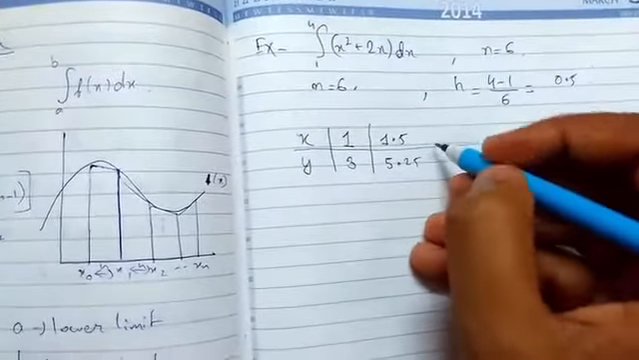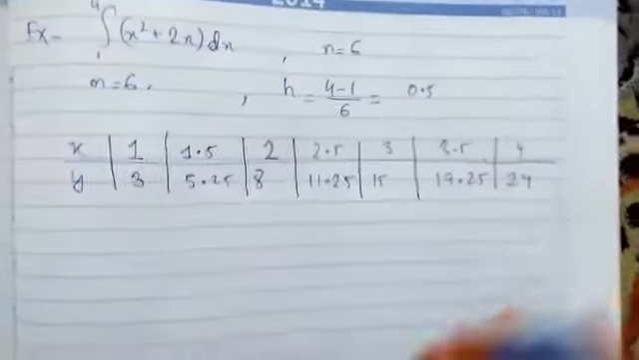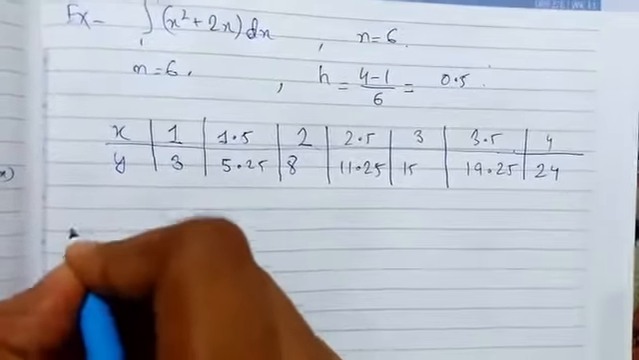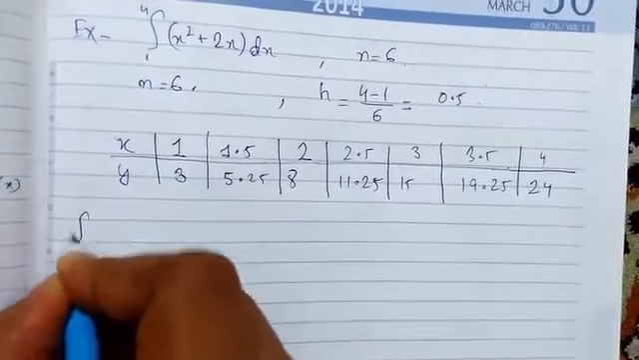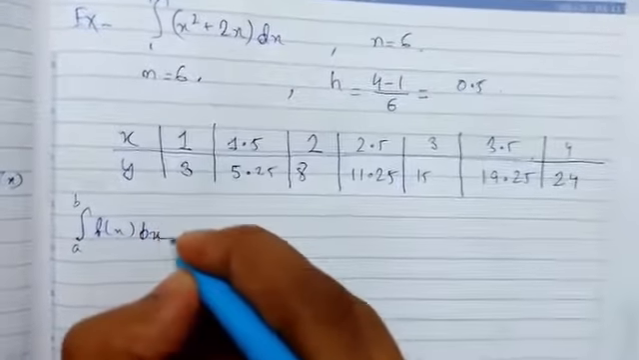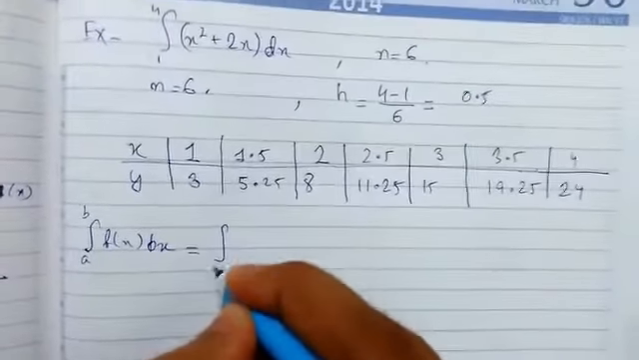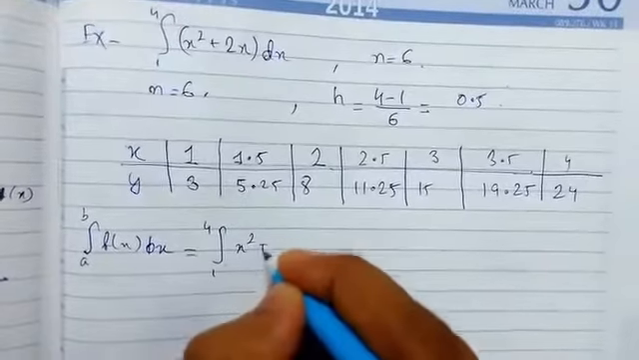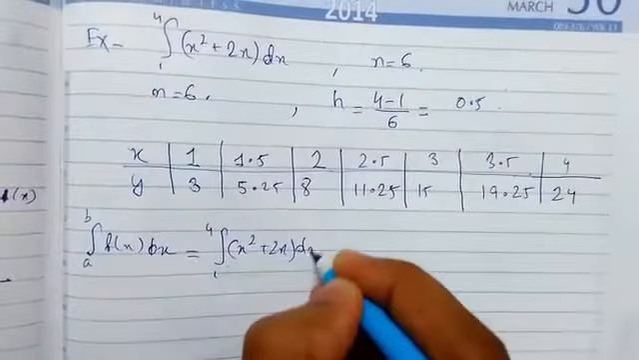So calculate all the values. I've just found out all the values. Now I'll put them into the integration, a to b f of x dx, which I'll again write as x square plus 2x times dx.